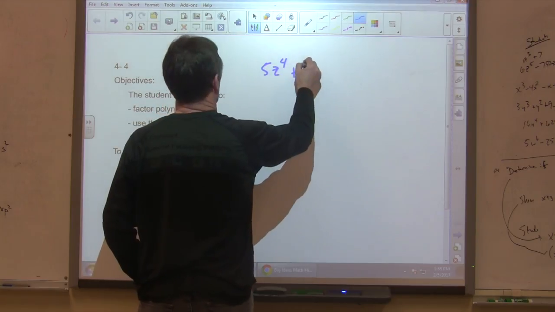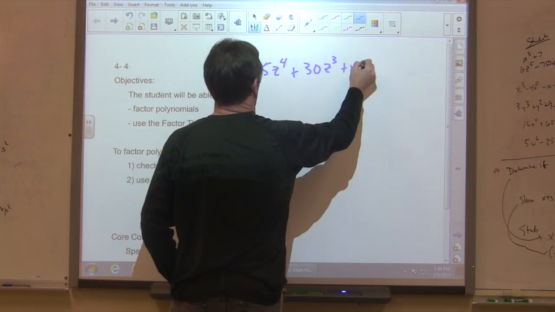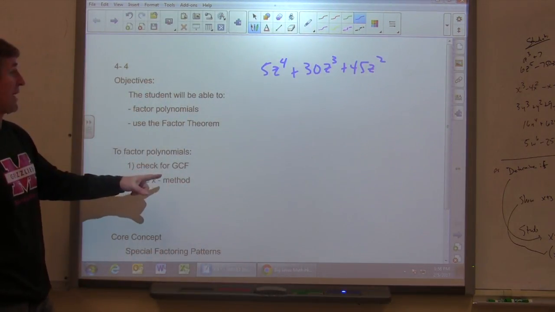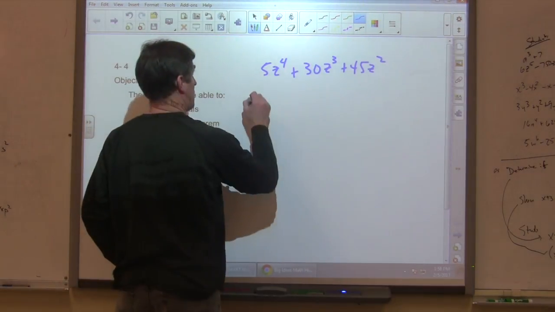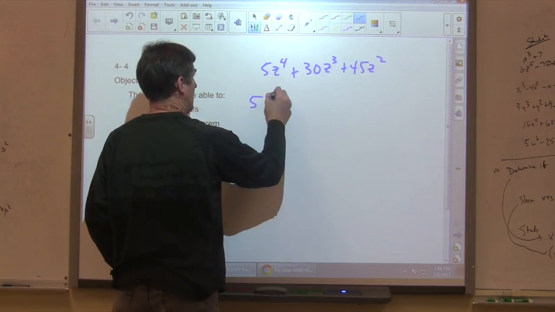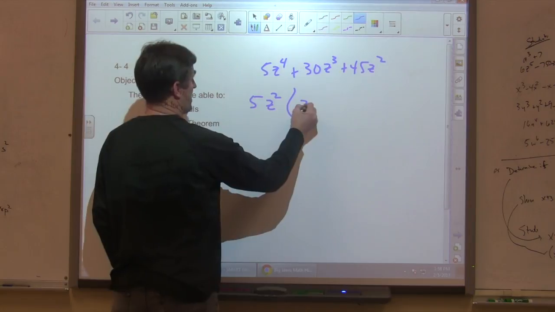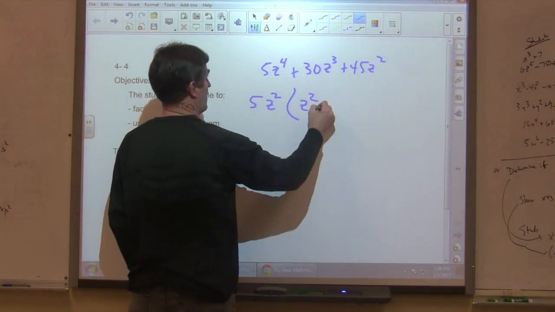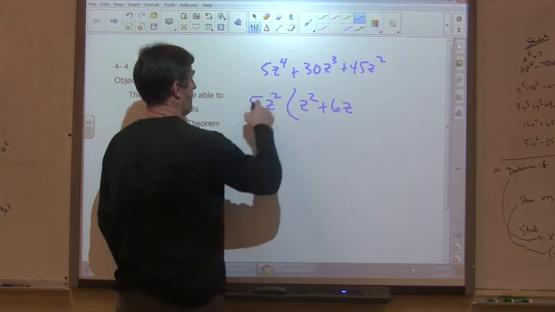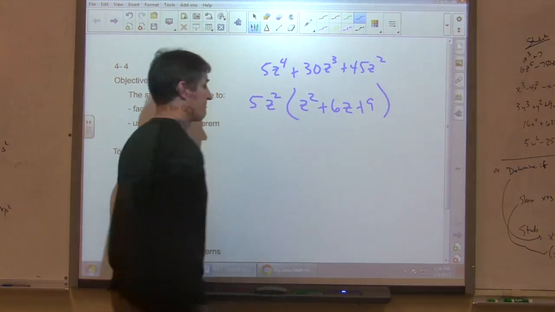5z to the 4th plus 30z to the 3rd plus 45z squared. So again, we check for greatest common factor. 5 goes into all those, so we can pull the 5 out. We have 4 z's, 3 z's, and 2 z's, so they all have at least 2 z's, so I can pull that out. To get back to this, we need a z squared. 5 to get to 30, we need a 6. Z squared to get to z cubed, we need a z. And 5 to get to 45, we need a 9. And we have the z squared.